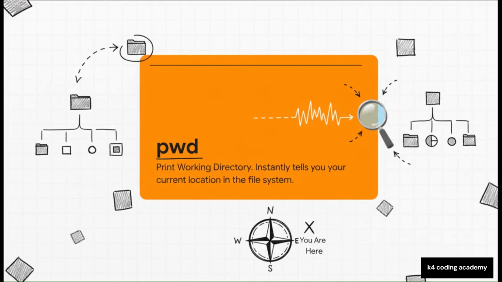Your first port of call, and probably one of the commands you'll type the most, is pwd. It stands for Print Working Directory, and it does exactly what it says. It's like the "you are here" dot on a mall map. Instantly tells you where you are.